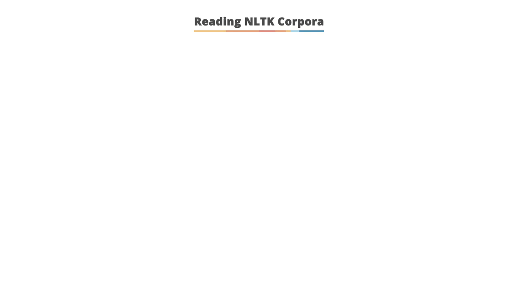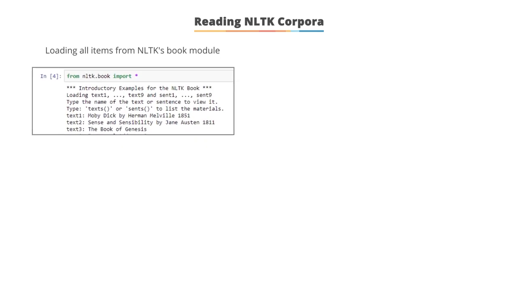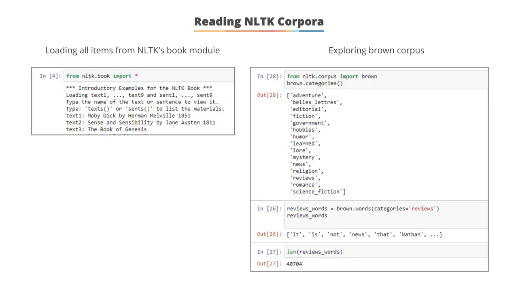Let's now understand how you can read a specific module from NLTK corpora. If you want to import an entire module from NLTK corpora, use the * symbol with that module name in the import command. Enter the command from nltk.book import *. It will load all the items available in NLTK's book module. Now, in order to explore the brown corpus, enter the command from nltk.corpus import brown. This will import the brown corpus on the Python. Enter the brown.categories() function to load the different genres available.